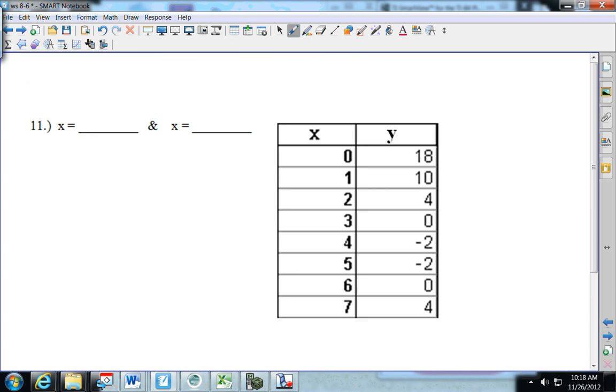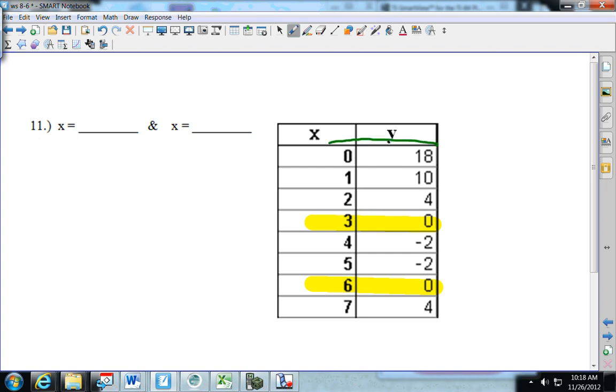Number 11. In a table, how can you find your solutions? The y has to be 0. So I have it here and here. One of the most common mistakes is that people will tell me that one of the solutions is 18.